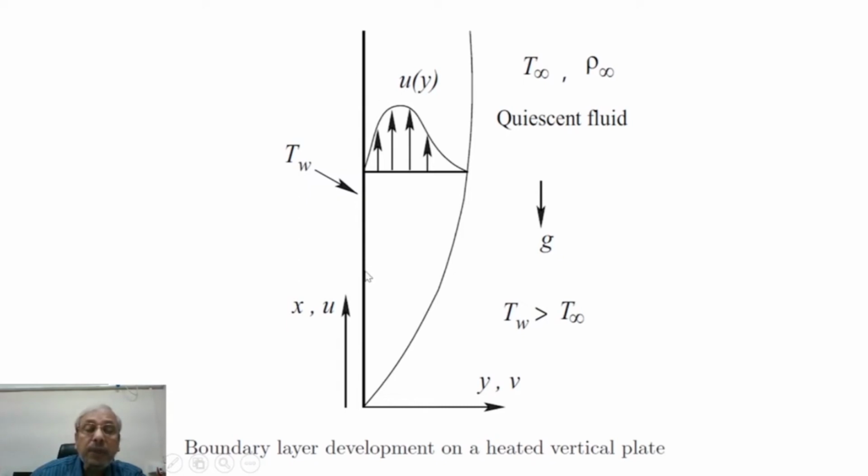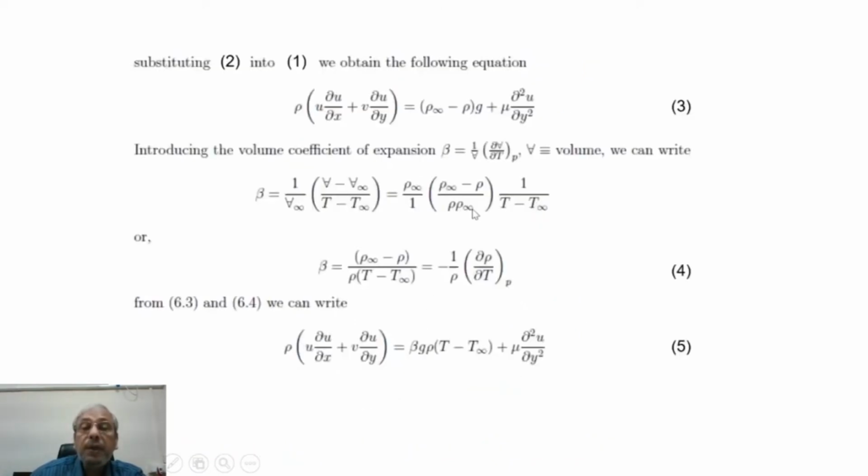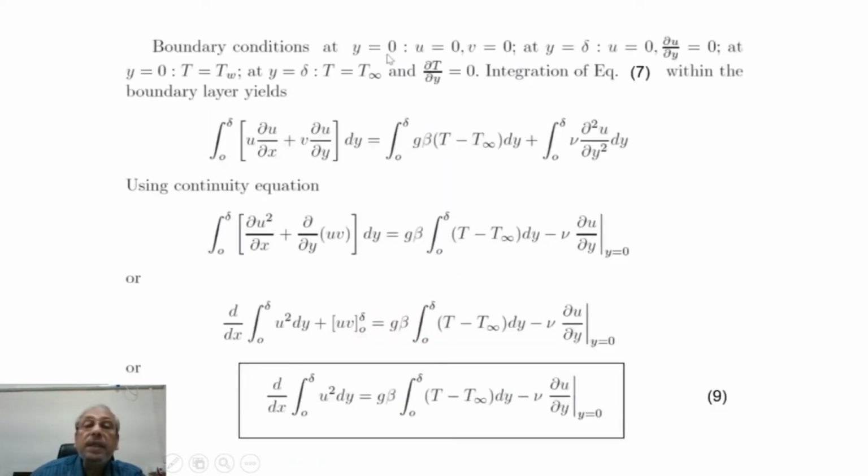At y equal to 0, we have taken u equal to 0, v equal to 0. At y equal to delta, we have taken del u del y equal to 0. At y equal to 0, we have taken t equal to tw, and at y equal to delta, we have taken del t del y equal to 0. So we can again see: y equal to 0, u equal to 0, v equal to 0; y equal to delta, u equal to 0, del u del y equal to 0; at y equal to 0, t equal to tw, and at y equal to delta, t equal to t infinity, and del t del y equal to 0.